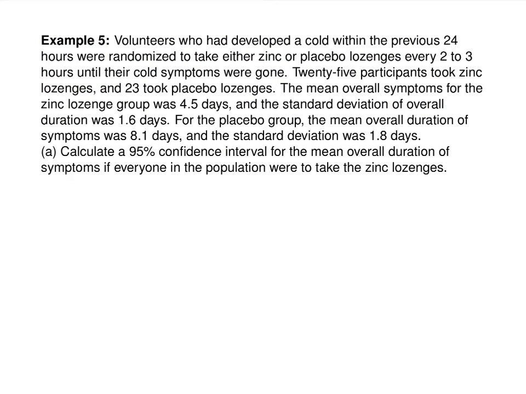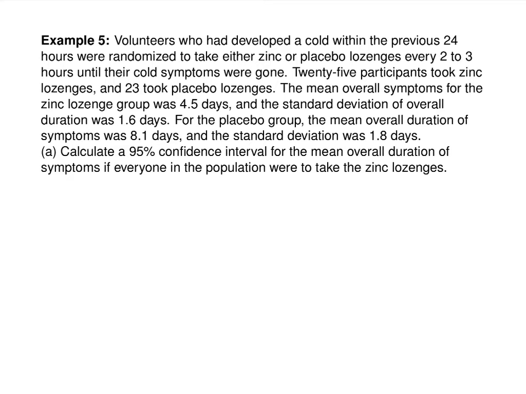In this next example, we're going to look at how we can use confidence intervals to distinguish between two different groups and check and see if something different is actually happening in them. So volunteers who had developed a cold within the previous 24 hours were randomized to either take zinc or placebo lozenge every 2 to 3 hours until their cold symptoms were gone. 25 participants took zinc and 23 took the placebo.